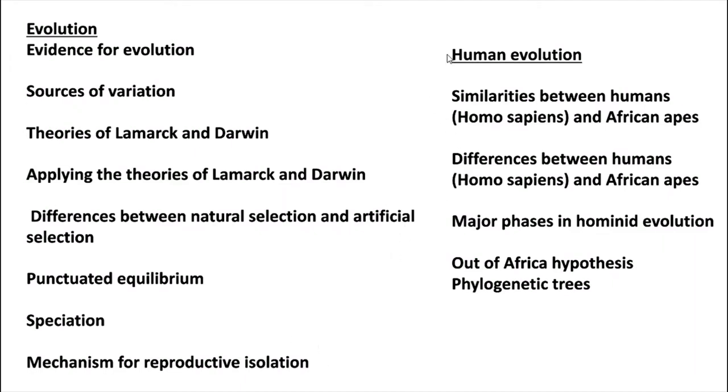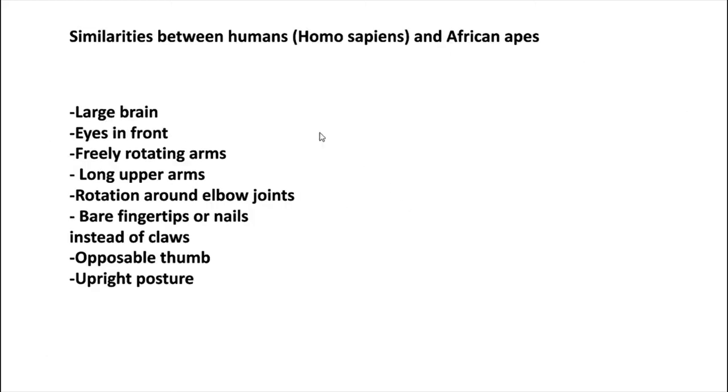Now we also have human evolution under evolution: similarities between humans and African apes, differences between humans and African apes, major phases in hominid evolution, out of Africa hypothesis, and phylogenetic trees. Now, if you know all these things, you'll be able to answer questions under the topic of evolution. Now, let's look at similarities between humans and African apes.